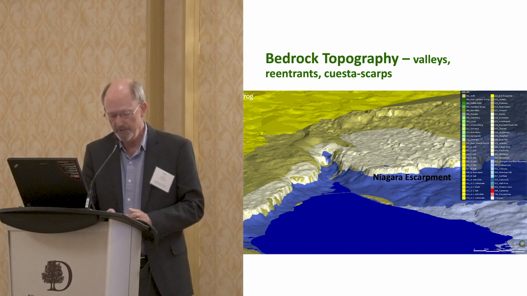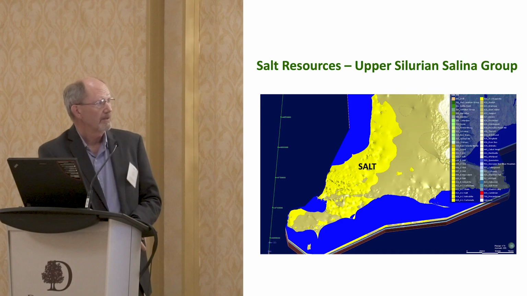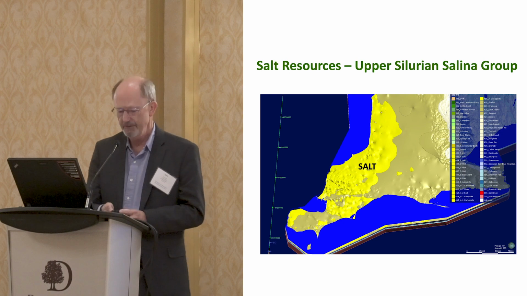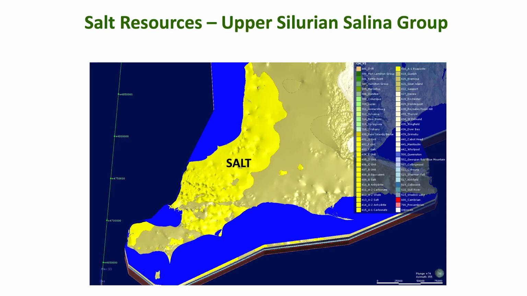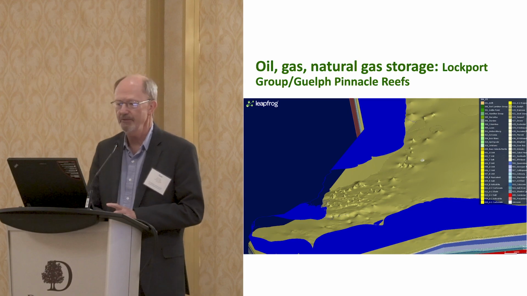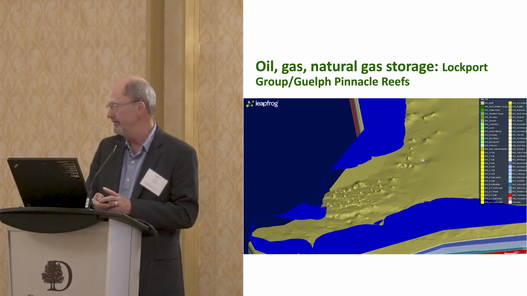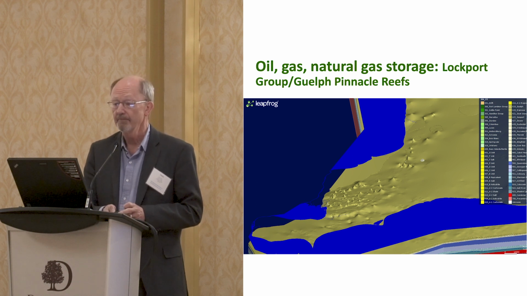There's the Niagara Escarpment. So you can see the Niagara Escarpment on here and any valleys eroded into it. And all these along here. You can see where the salt resources are. This is the B salt in the Upper Silurian Salina Group. There's the Pinnacle Reefs. The Pinnacle Reefs show up. On the first version of this, Pinnacle Reefs didn't show up at all. It was flat. They were invisible. So we knew they had some work to do. So until the Pinnacle Reefs showed up, I wasn't happy. I don't think they showed up till version 3.